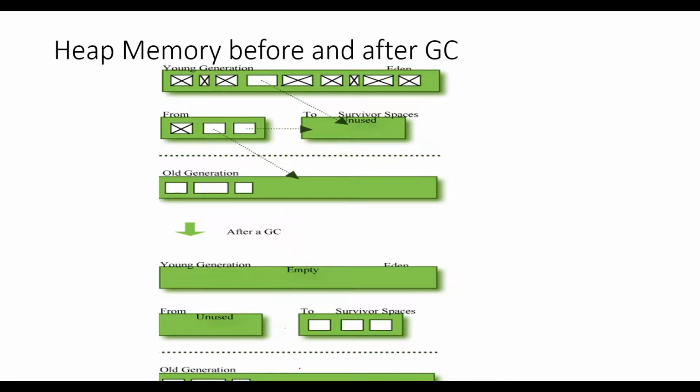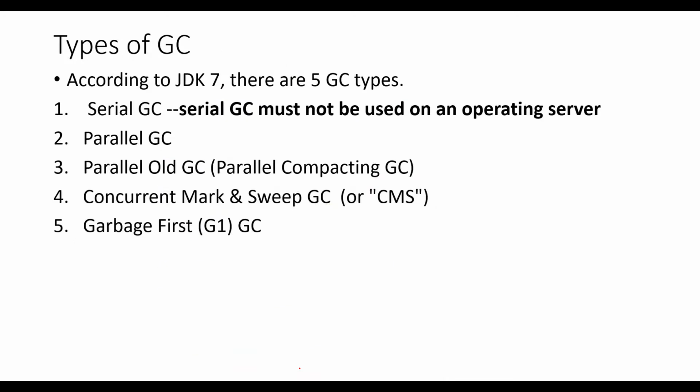Okay, so now let's check the types of GC. From JDK 7, we have different types of GCs available. One is serial, the second is parallel, the third is parallel old GC, which is compacting again, and the fourth, a very favorite for everyone, is CMS, concurrent mark and sweep. And the last one, which is very new now, is garbage first, the G1 GC.